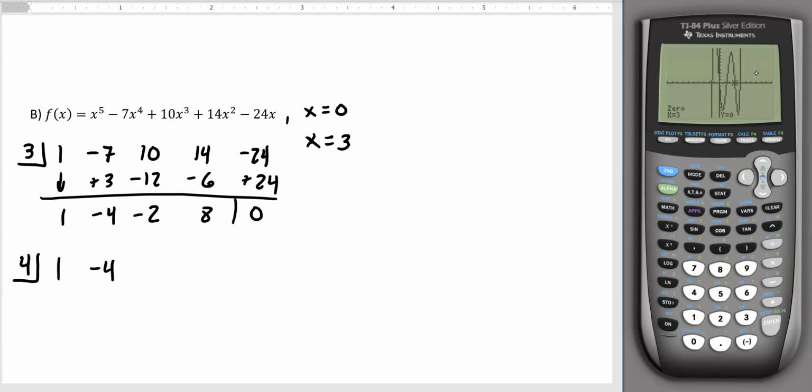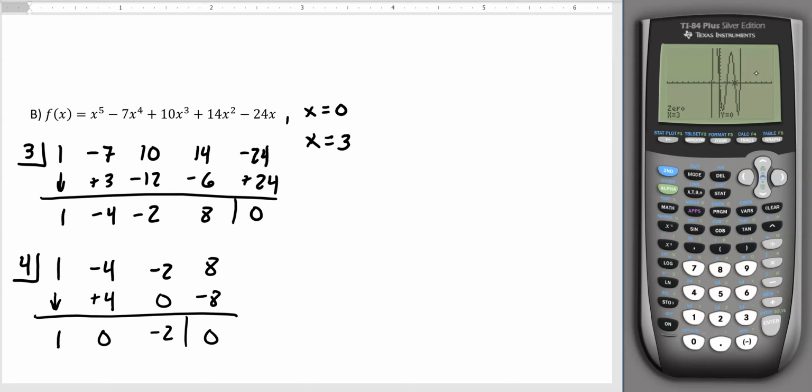1, negative 4, negative 2, and 8. Drop the 1. That'd be positive 4. 0, 4 times 0 is 0. Negative 2, just give me negative 8. Aha. So this tells me that x squared minus 2 equals 0. So I have found 3 of my zeros, and my final 2 are right here in this quadratic. So all I need to do is solve that, x squared minus 2 equals 0.